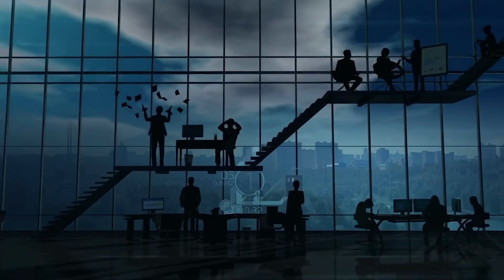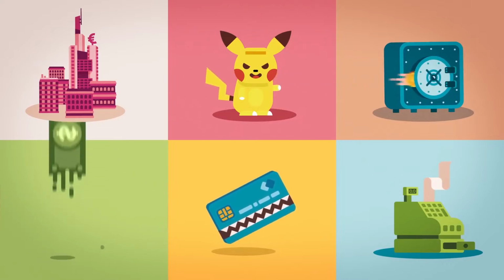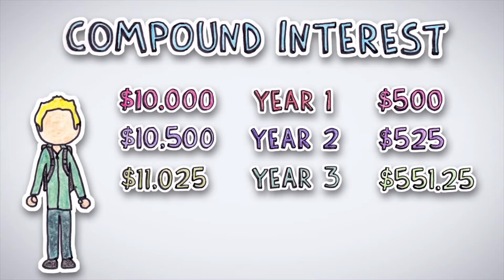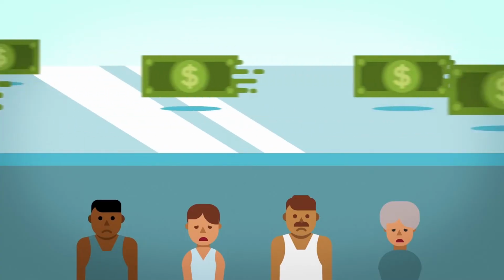Now let's move to another question. How exactly do interest rates work? The bank applies the interest rate to the total unpaid portion of your loan or credit card balance, and you must pay at least the interest in each compounding period. If not, your outstanding debt will increase even though you're making payments.